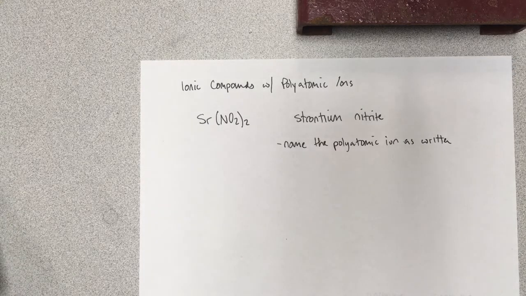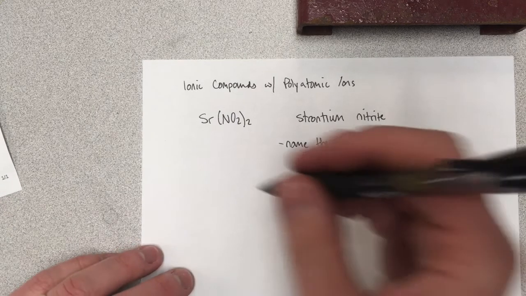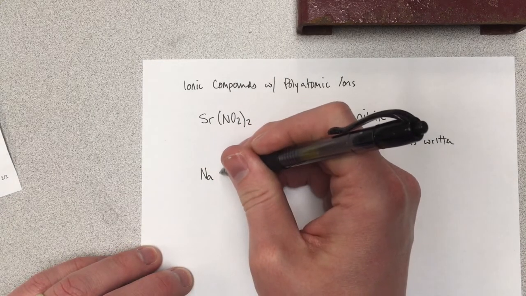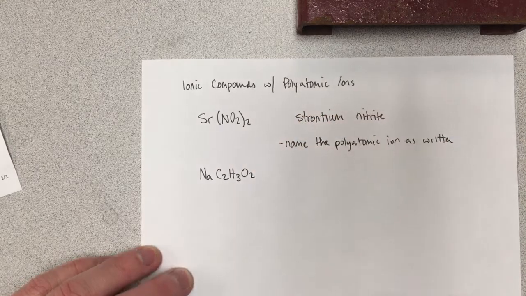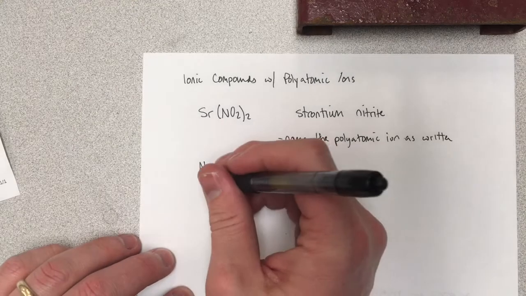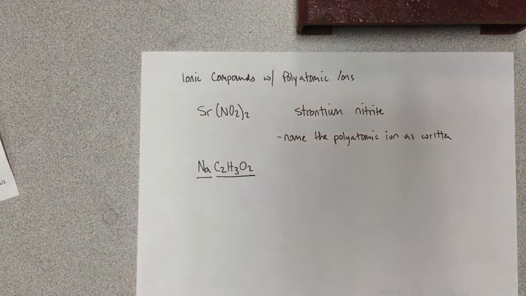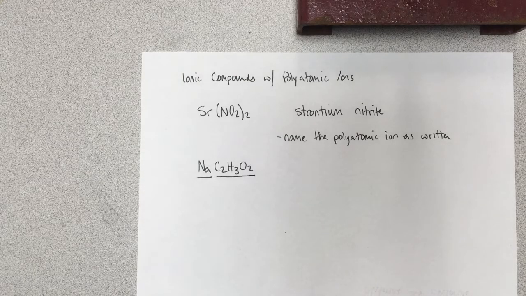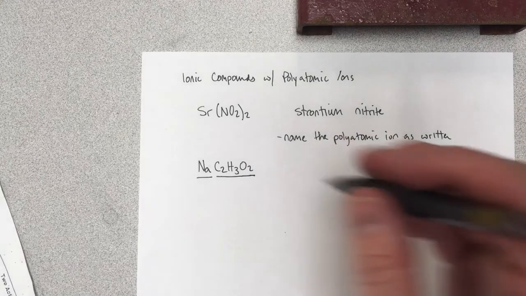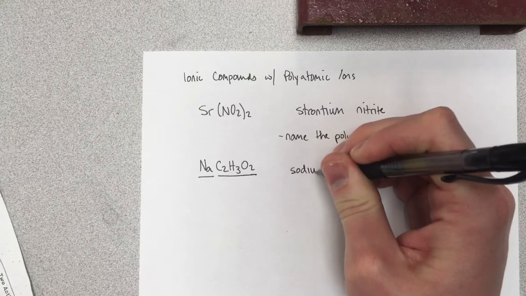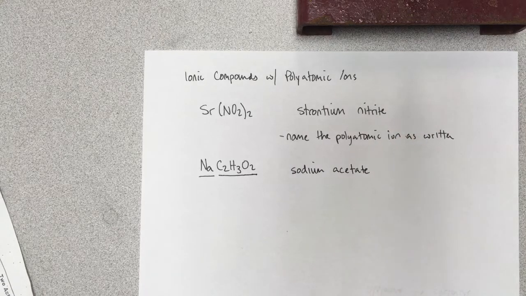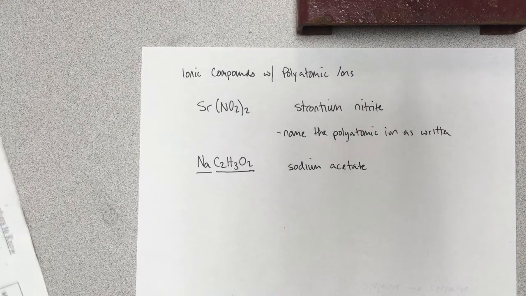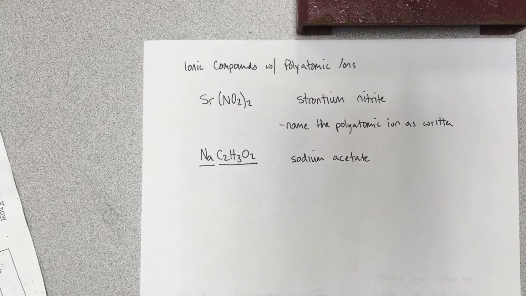All right. We can do one more example. Okay. This is a complex molecule, but I see the sodium, and then I see this is the polyatomic ion. That polyatomic ion is acetate. So the name for this is sodium acetate.